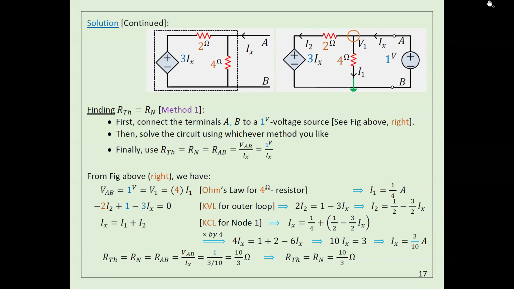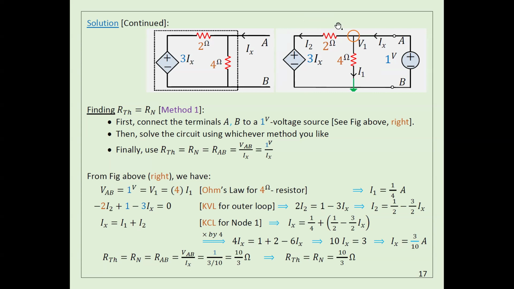What is the voltage here? It is 0, right? And the voltage here is 1. So I know V1. V1 is 1. 1 minus 0 divided by 4 is I1, so I already got I1. Now let's try to get I2. The voltage here is 0. What is the voltage at this point here? It should be 3Ix, right? The voltage here is 3Ix.